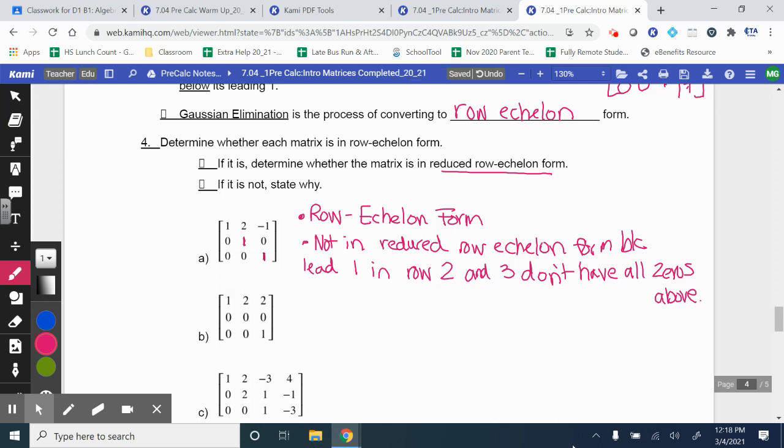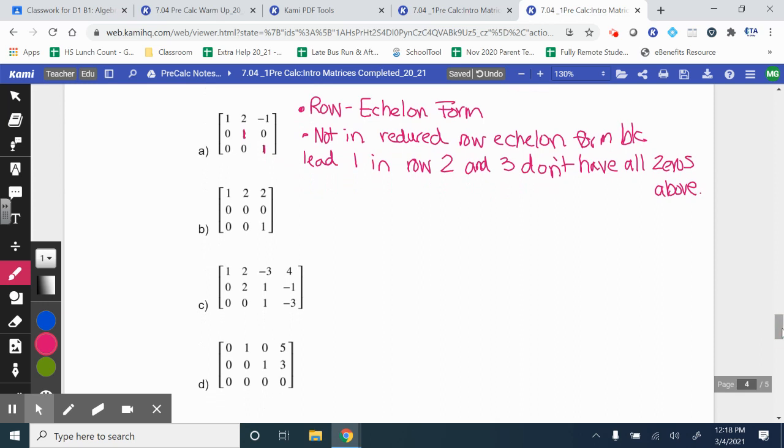Okay. So pause your video here and decide if letter B is in row echelon form, and then decide if it's in reduced row echelon form. So here, because this row of zeros is in the middle, it's not at the bottom, it's not in row echelon form, and it's not in reduced row echelon form. So no, because the row of zeros is not at the bottom.